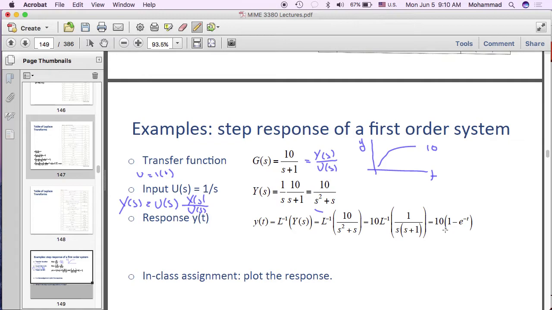So here's your challenge. Plot this equation, plot this function rather. So go ahead and plot this function versus time. So grab your pencil and plot the response, which means you need to determine what is the value of this function at time 0, and then how this function changes as time goes on.